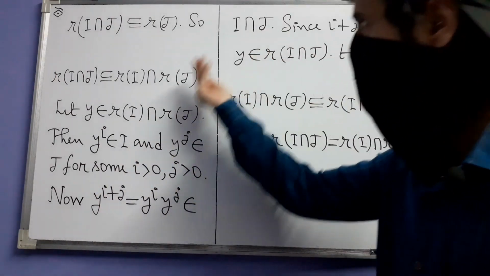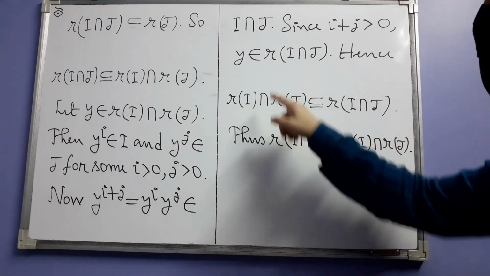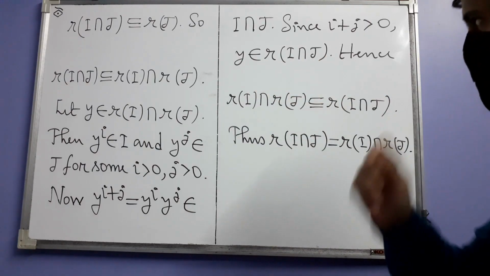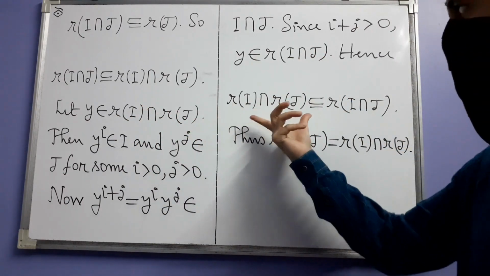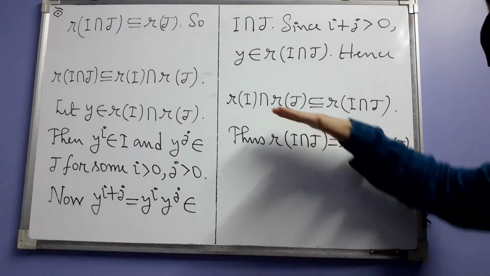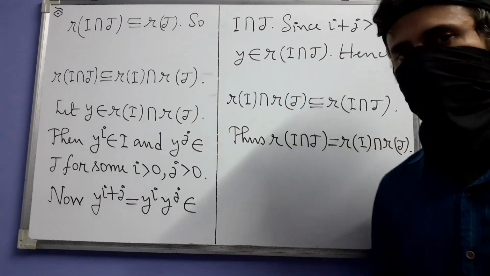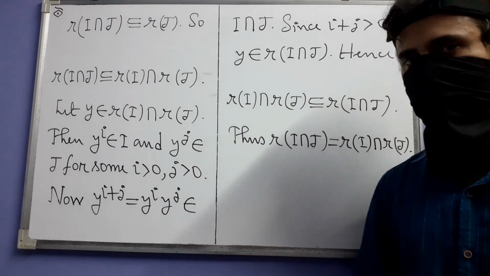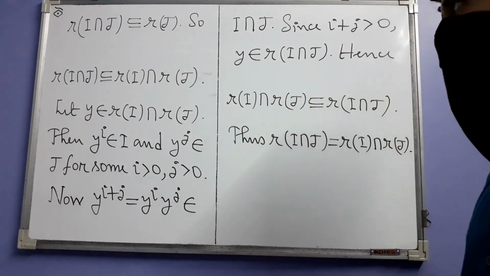But then this belongs to I intersection j, and i plus j is a positive integer, so this will belong to the radical of I intersection j, and that way any element here is also here. So this is a subset of this. Now you combine this one and get equality. So that's it. Actually there are three more parts which we will solve in the next commutative algebra video.